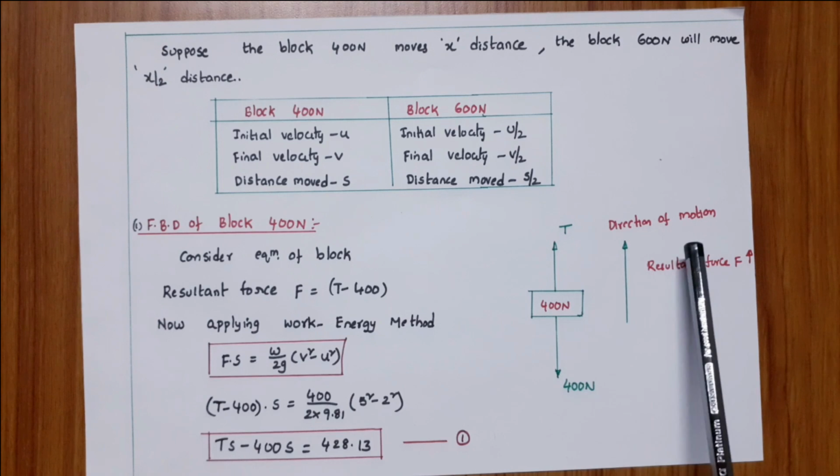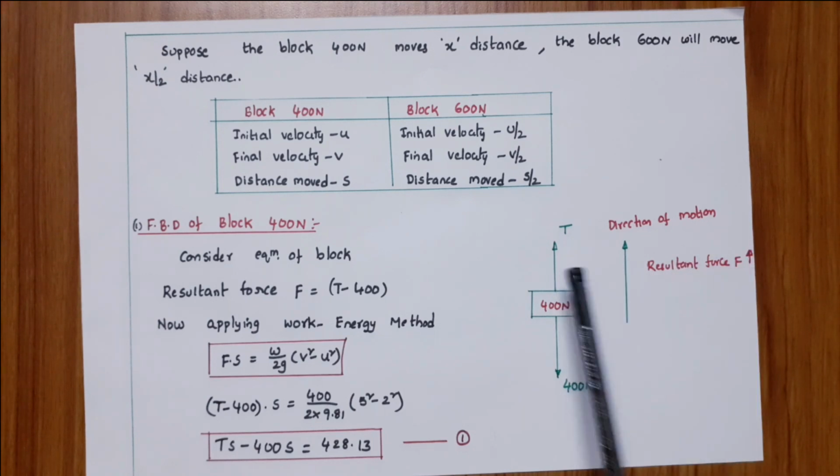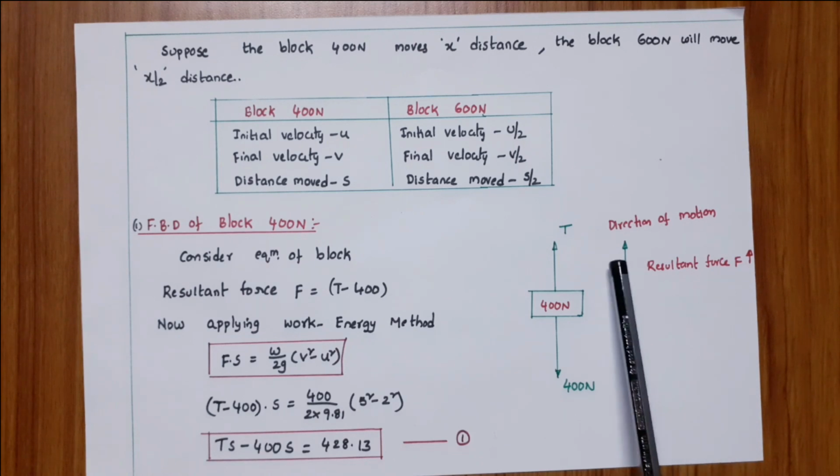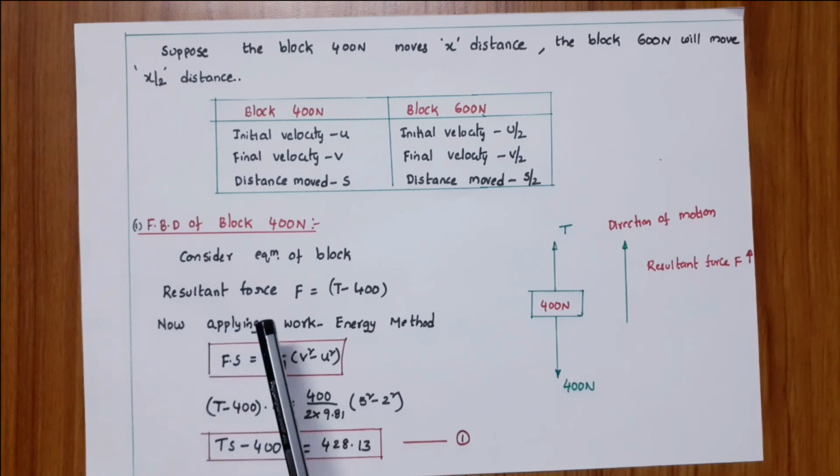So what is the force in the direction of motion? T is the force in the direction of motion, so it is positive. What is the force opposite to the direction of motion? 400 Newton is opposite to the direction of motion, so it is negative. So finally the resultant force F equal to T minus 400.